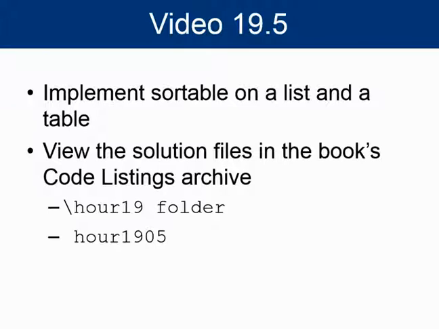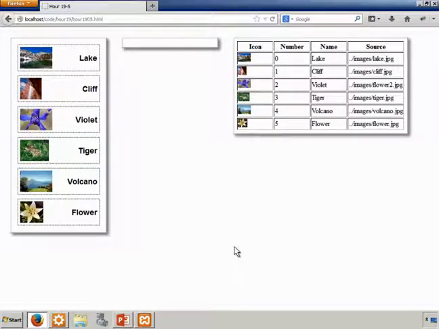The solution files are in the book's code listings archive. Look in the Hour 19 and Images folders. The HTML, JS, and CSS files here are named Hour 1905. When we load Hour 1905.html in a web browser, we see three columns.